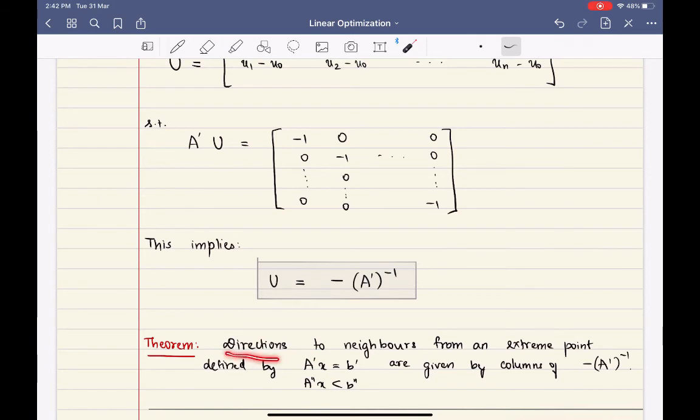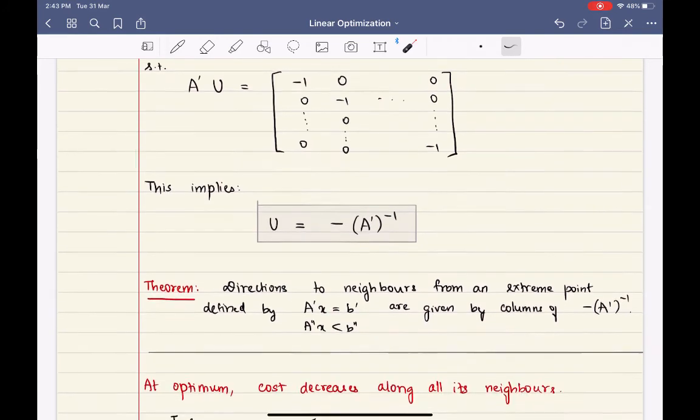So the directions to neighbors from an extreme point defined by A prime x equal to B prime are given by the columns of the negation of the inverse of A prime. Okay, so just remember this.